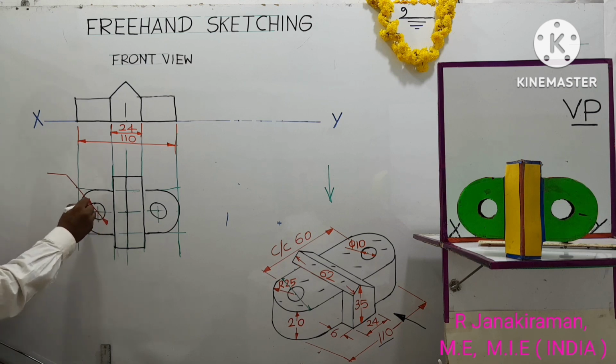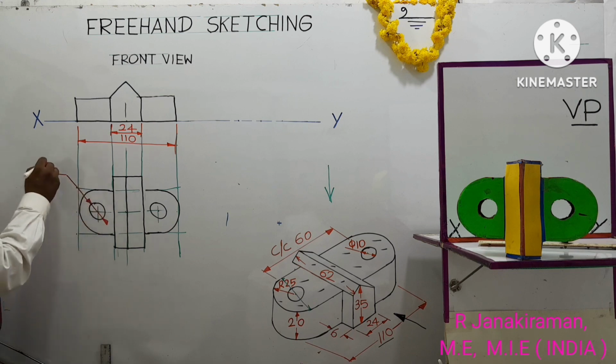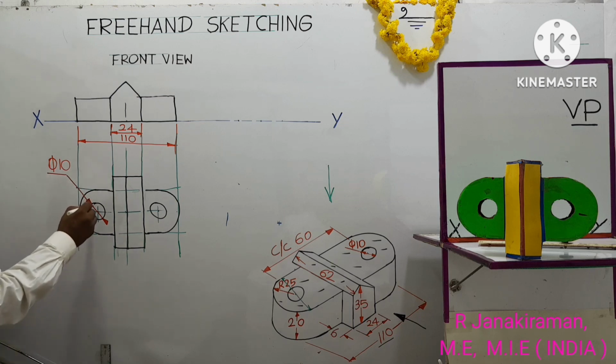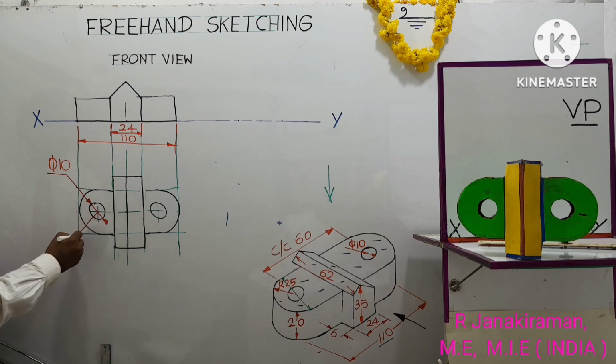From here to here is the diameter of the smaller circle. So φ10 is written. Phi is the diameter notation. 10 mm is the distance from here to here. Similarly, now I am going to mark the radius of the semicircle. It's given that from the center to here is a radius. So I write it as R25. R stands for radius.